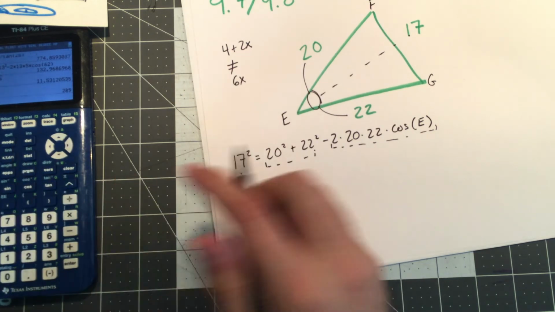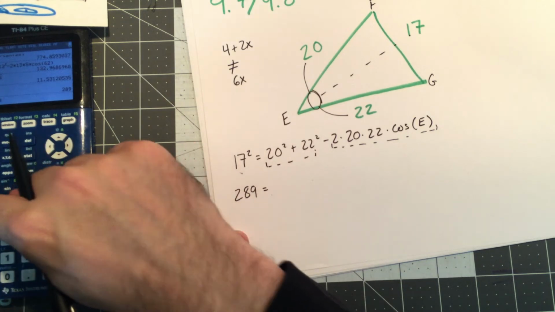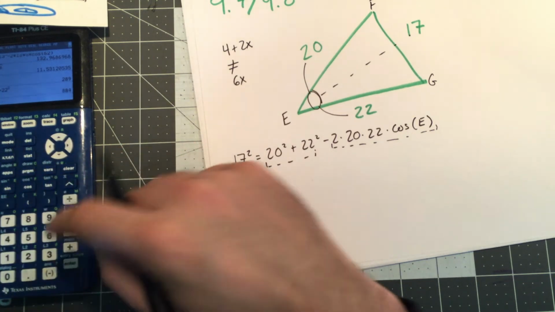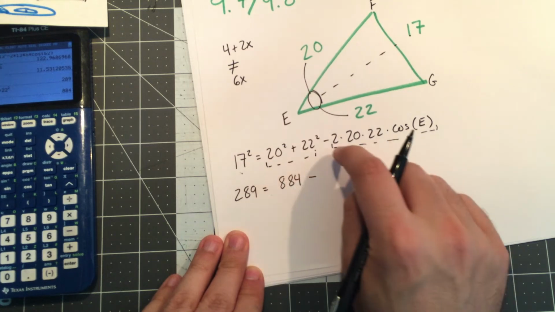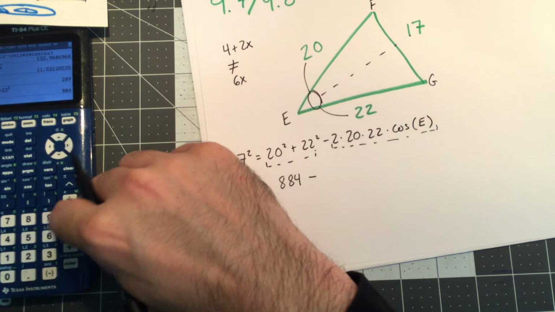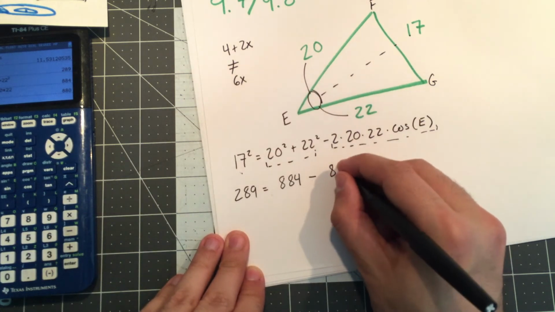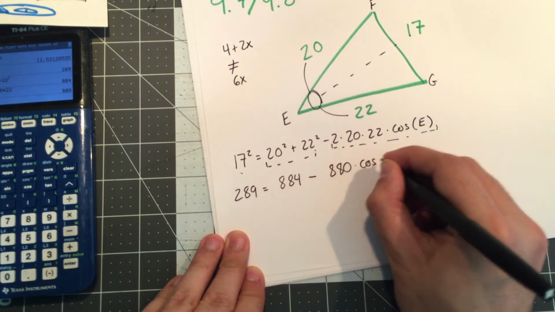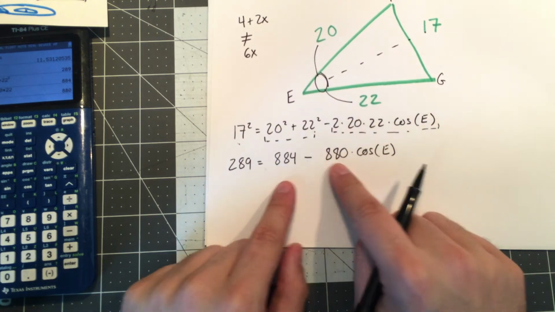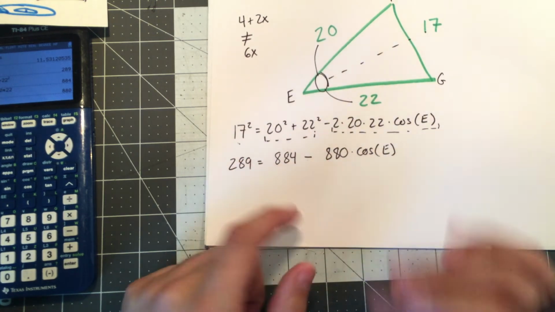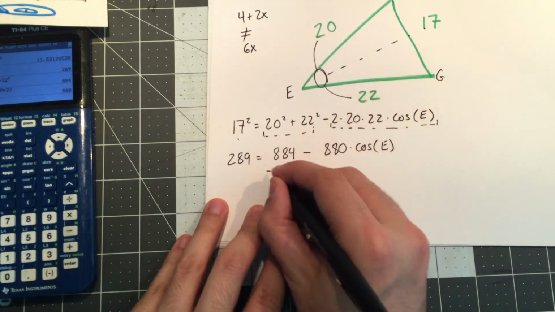So let me square 17. 289 equals 20 squared plus 22 squared, 884 minus 2 times 20 times 22, 2 times 20 times 22, 880 cosine E. Once again, we cannot turn this into 4 cosine E. This is locked together and they can't play with this one. So I'll just move it over to the other side.